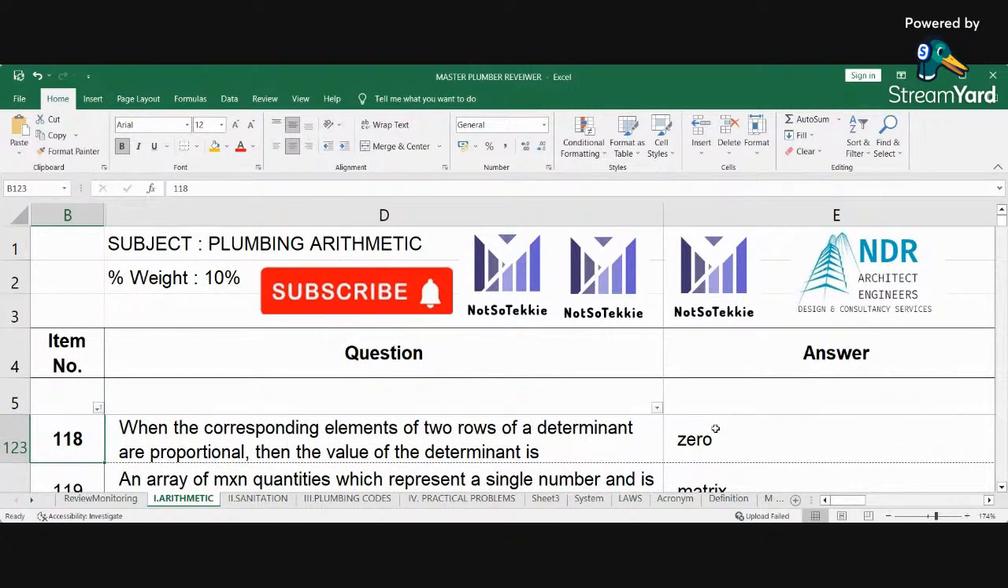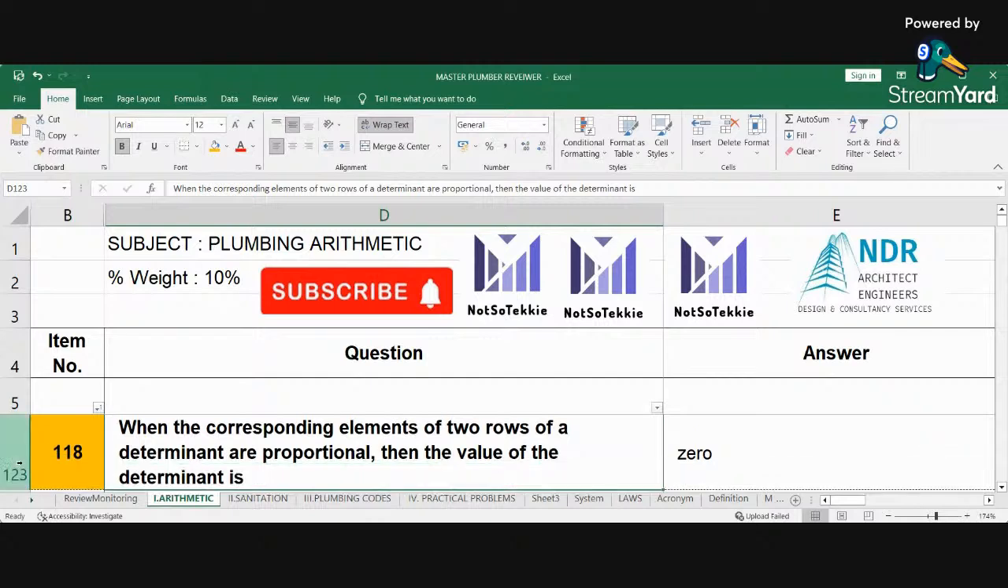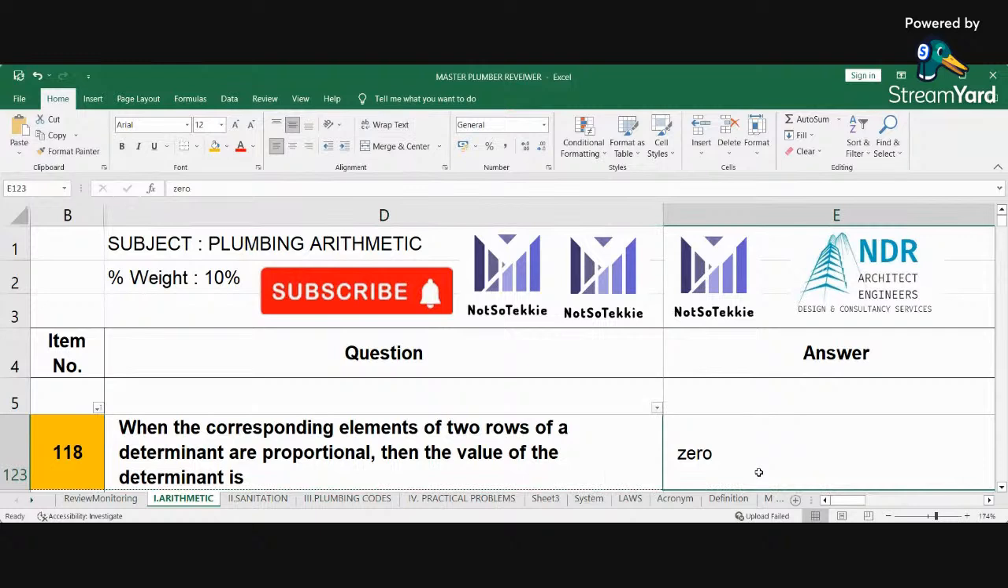118. 118 tayo. Pwede pala dito. Wala kasi ako mouse eh. Uy, wala siya. Yan. When the corresponding elements of two rows of a determinant are proportional, then the value of the determinant is 0.